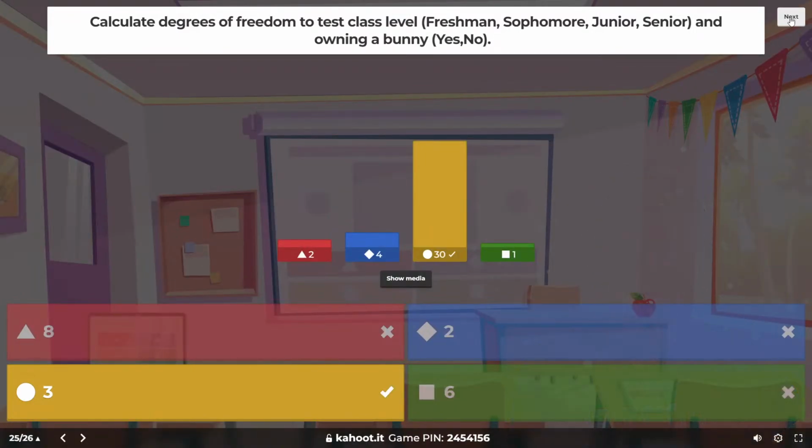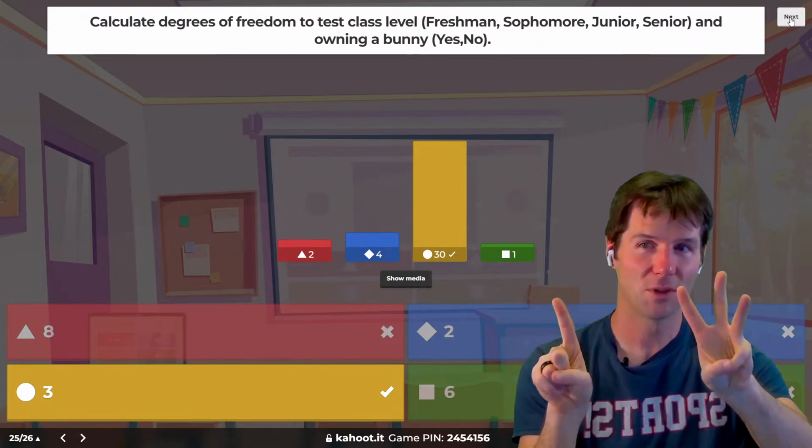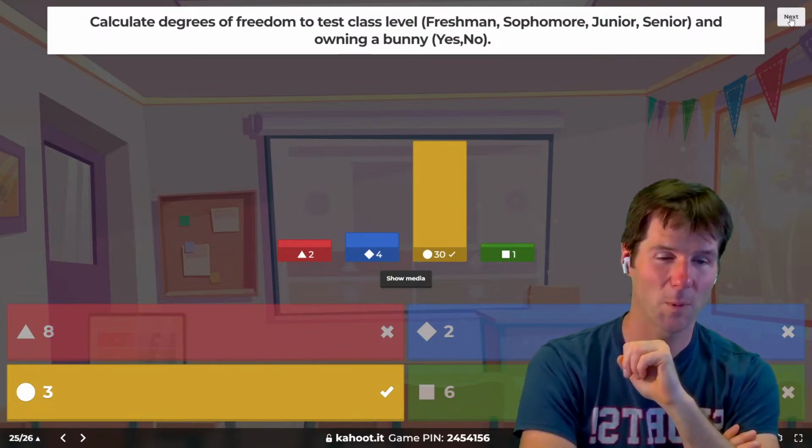I only had time for one bunny fact, as a lot of people got this. This was a 4x2, decreased by 1. 3 times 1 is 3. 3 degrees of freedom right there.